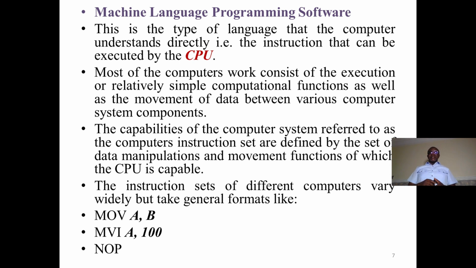Most of the computer's work consists of the execution of relatively simple computational functions as well as the movement of data between various computer system components. The capabilities of the computer system, referred to as the computer's instruction set, are defined by the set of data manipulations and movement functions of which the CPU is capable.